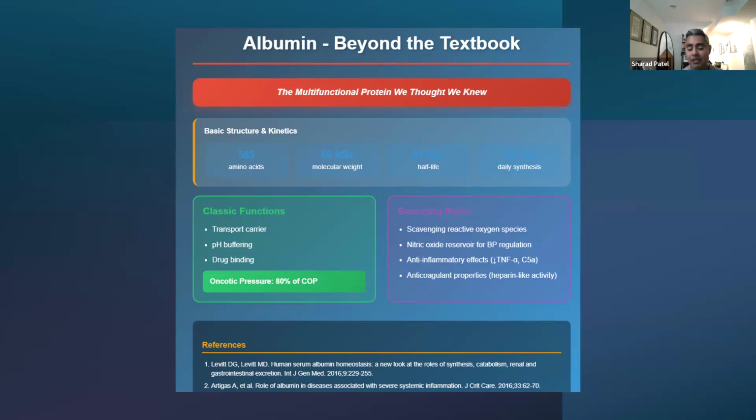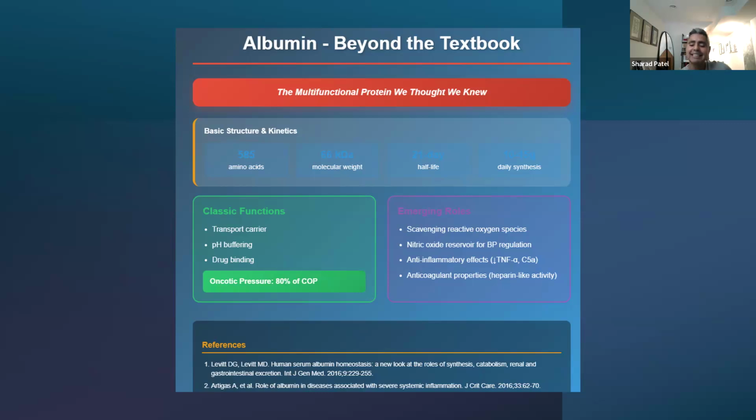to the proximal tubule. pH buffering. So as we adjust the anion gap equations, when we adjust the anion gap, we adjust it for albumin, right? Because albumin is involved in a significant amount of the pH buffering, and then drug binding, as I mentioned.